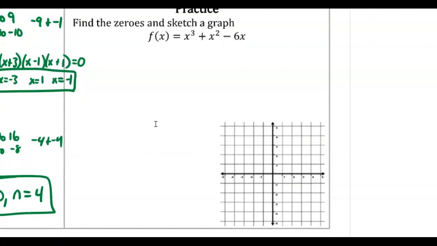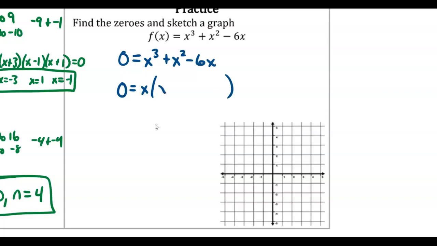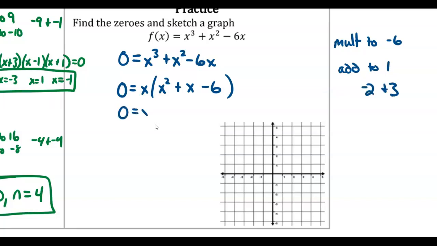Okay, let's look at this one. Let's try this again. So find the zeros, set it equal to 0, that's step 1. Then see if there's a GCF that factors. This has a GCF of x. So if you pull out an x, you have x squared plus x minus 6. Okay, now see if that factors again. So I am seeing that that's a trinomial. So what multiplies to -6 and adds to 1 is -2 and +3. So that makes x minus 2, x plus 3.